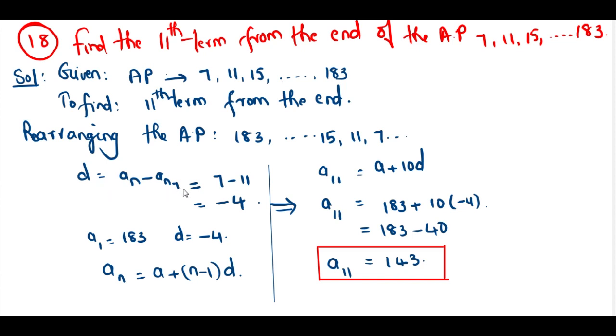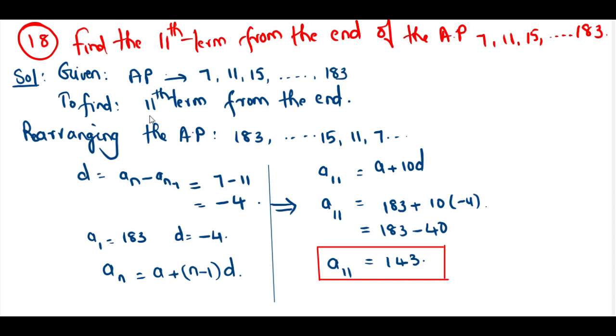So because this is an AP, the common difference will be, what is the formula we have? an minus a(n minus 1). So what is the an th term? 7 minus a(n minus 1), last but one, that is 11. So 7 minus 11 will give us 4. How do you do that? Bigger number minus smaller number. 11 minus 7 will give us 4 and the sign of the bigger number is minus. So the resultant sign will be minus. a1 is now 183 and d we have as minus 4.